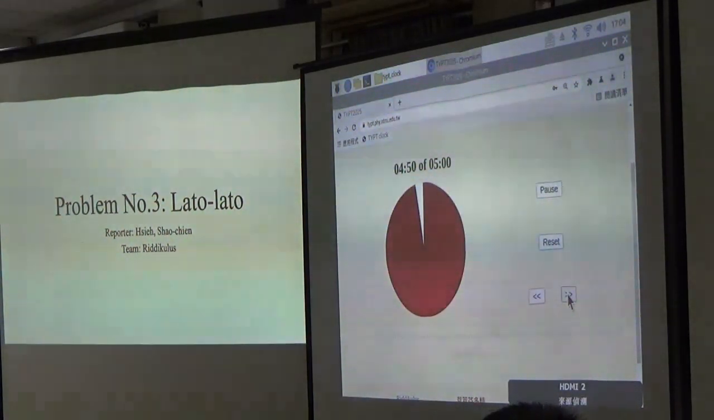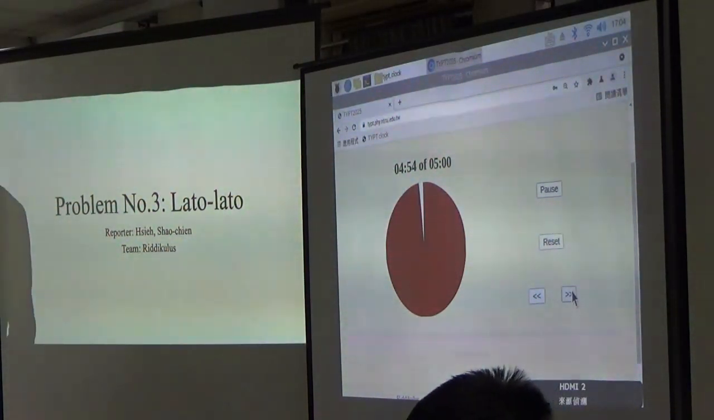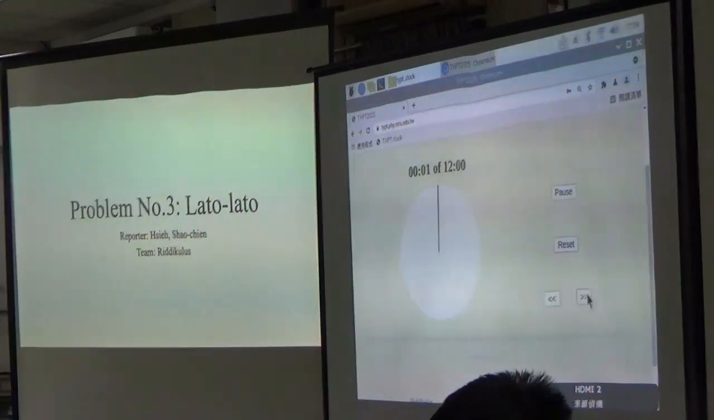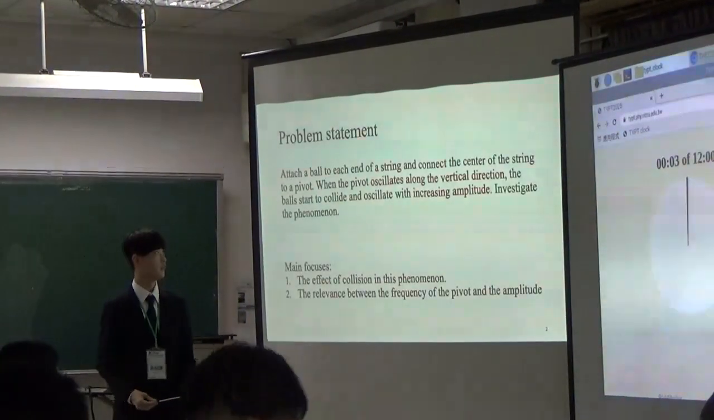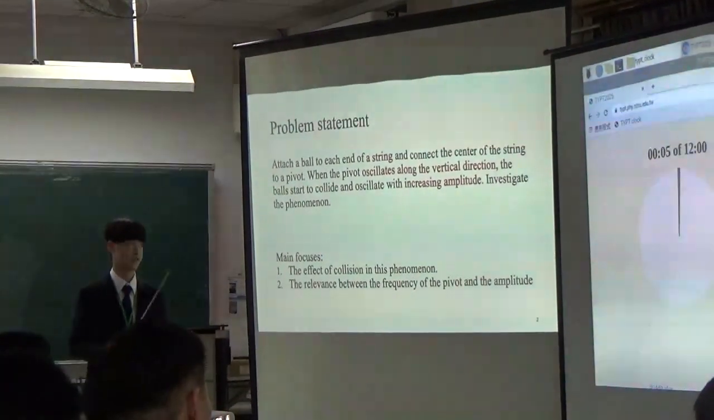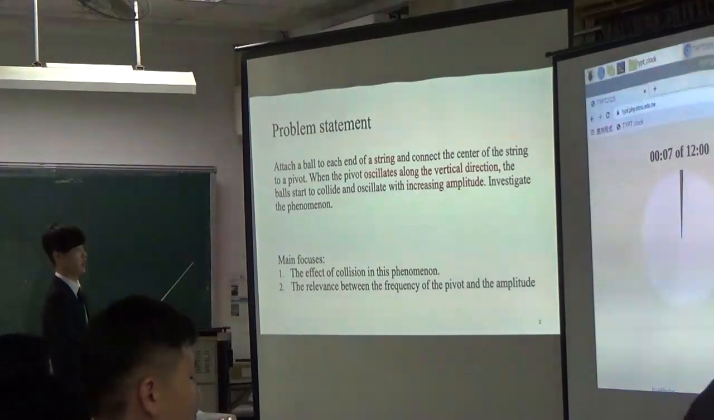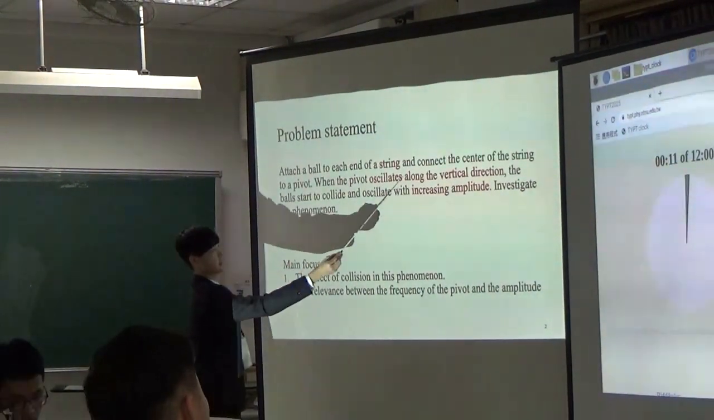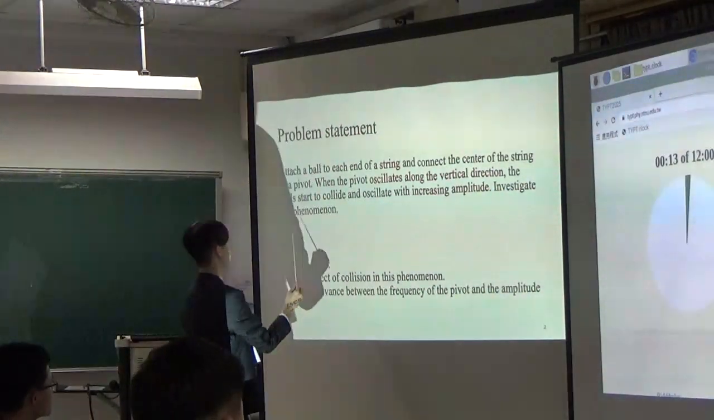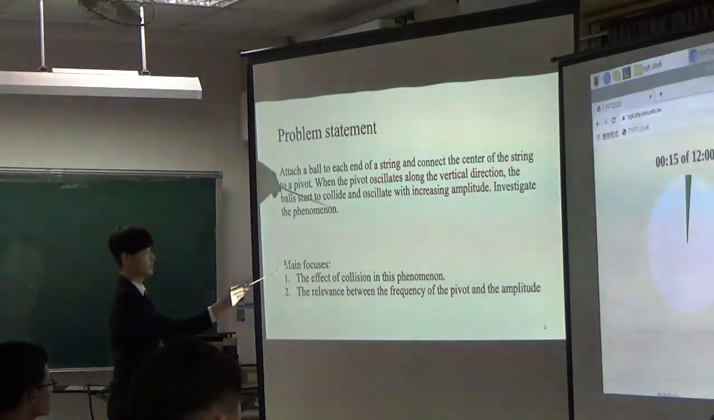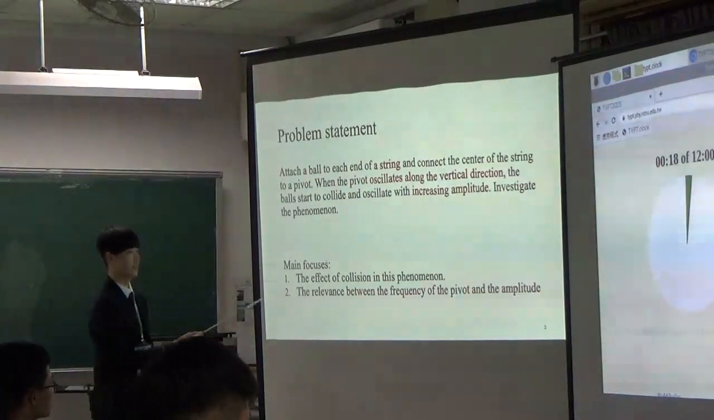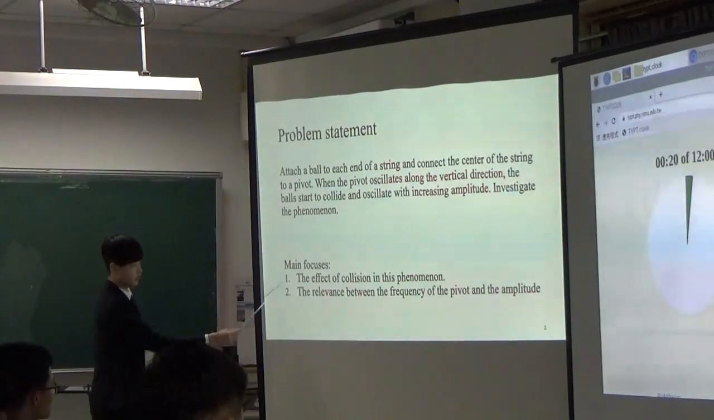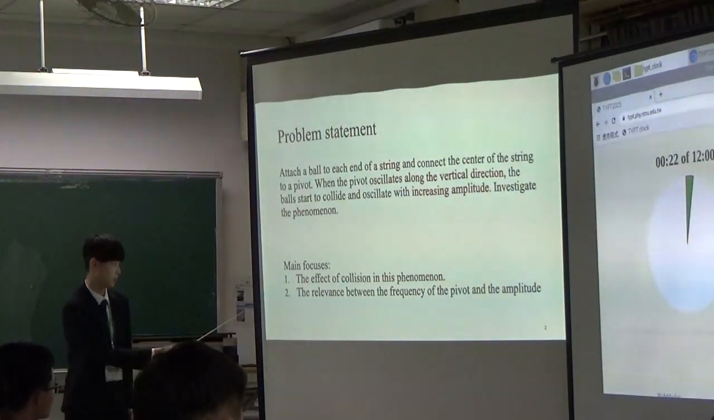Reporter, so you can start your presentation. Greetings. Today I'm going to report problem number 3, lato-lato. First of all, I would like to clarify the following statement. Attach a ball to each end of the string and connect the center of the string to a pivot. When the pivot oscillates along the vertical direction, the ball starts to glide and oscillate with increasing amplitude. Investigate this phenomenon.